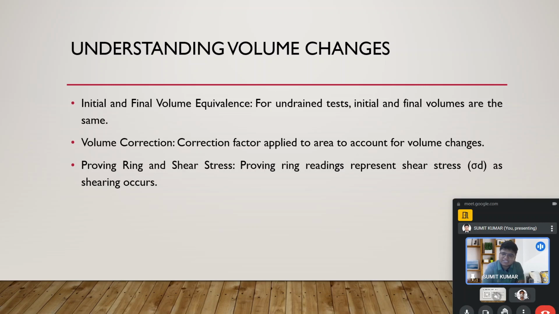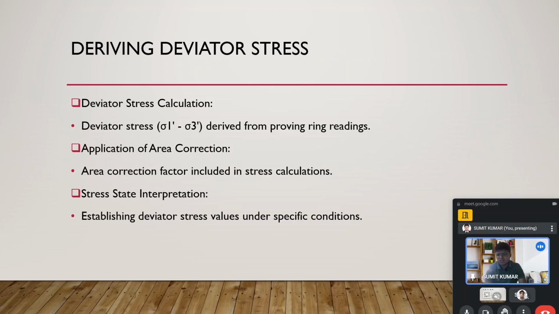But wherever it is needed, it is written as V equal to V1 plus or minus epsilon V by 1 minus epsilon L. So the proving ring and the shear stress: the proving ring reading represents the shear stress sigma d, that is the deviatoric stress that is going to occur over there.